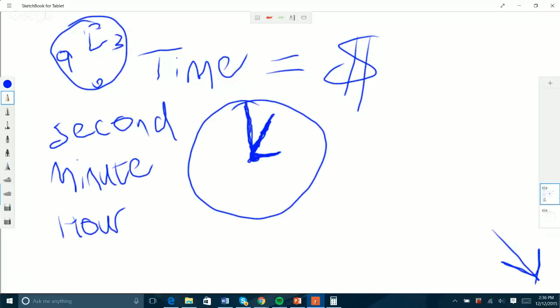Now, why is it 12 hours? Because of the solar system and the Earth rotating, revolving around the sun every 365 days. Well, actually, specifically 365 days and a quarter, with leap years.